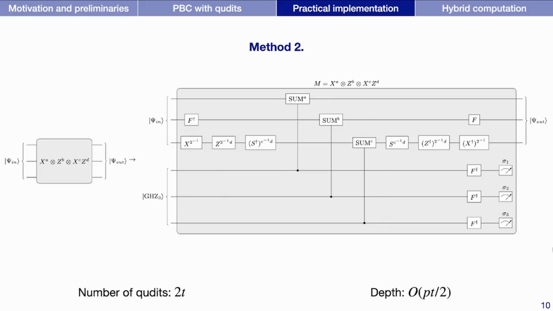And so what you see is that now a certain Pauli-based computation can be translated into a quantum circuit that requires 2T qubits, but now requires only linear depth. And so we have these two methods that we can play with and decide which one is better for the case that we have at hand.